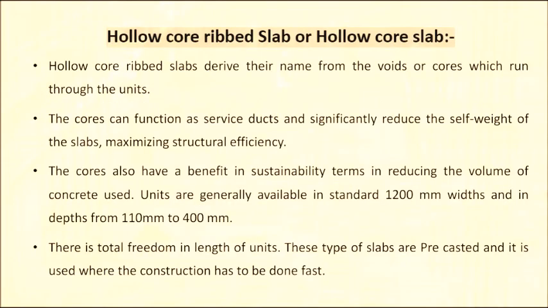Hollow core ribbed slab, or hollow core slab. Hollow core ribbed slabs derive their name from the voids or cores which run through the units. The cores can function as service ducts and significantly reduce the self-weight of the slabs, maximizing structural efficiency. The cores also have a benefit in sustainability terms in reducing the volume of concrete used.